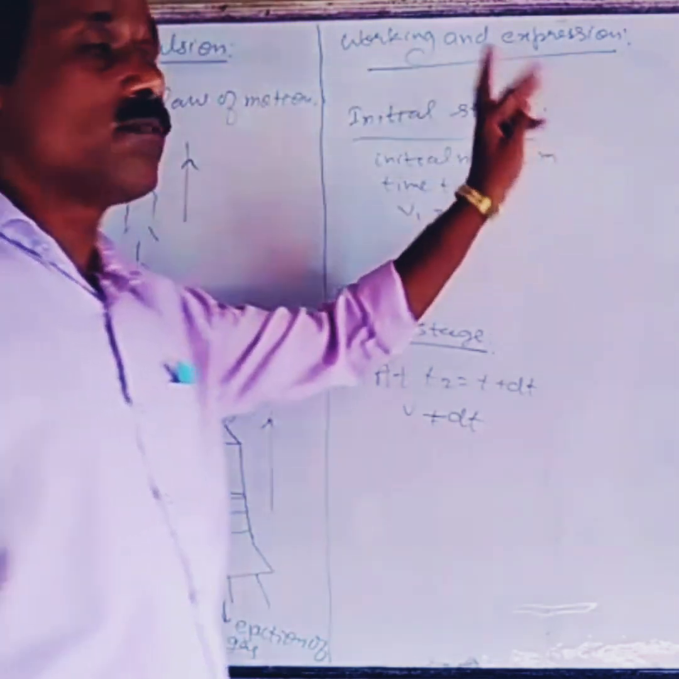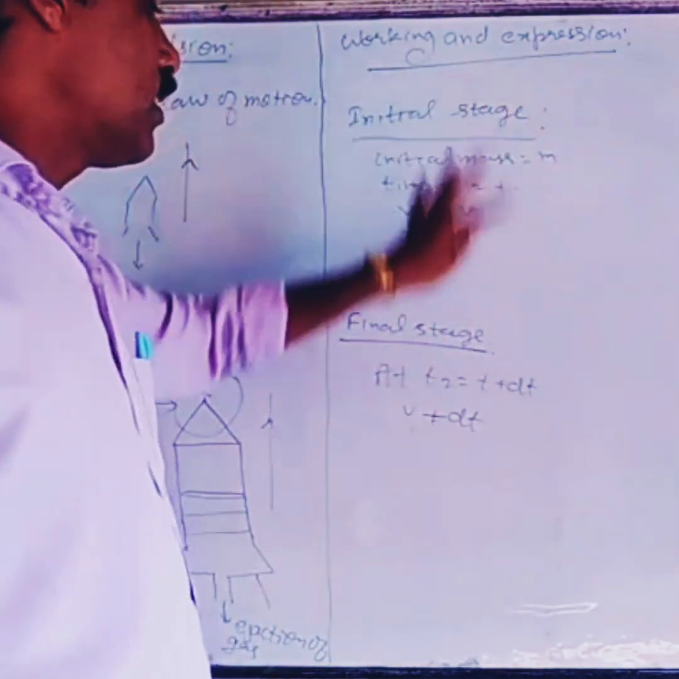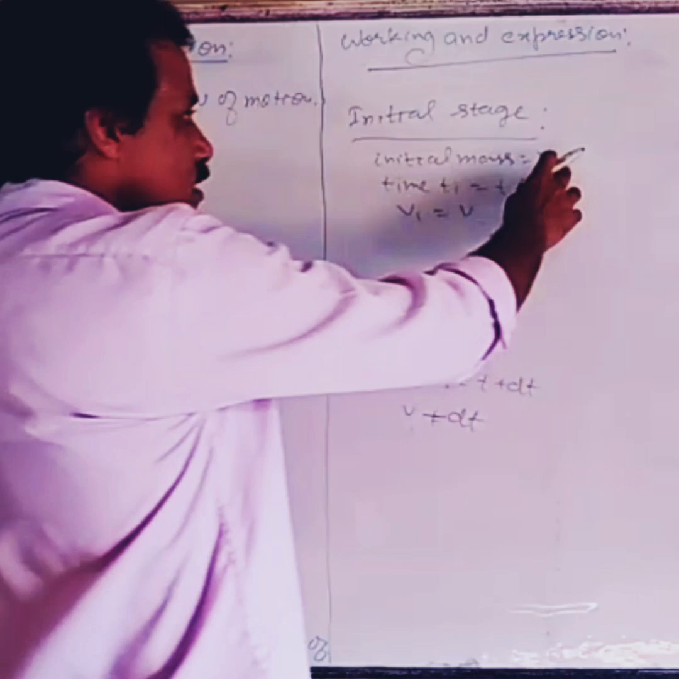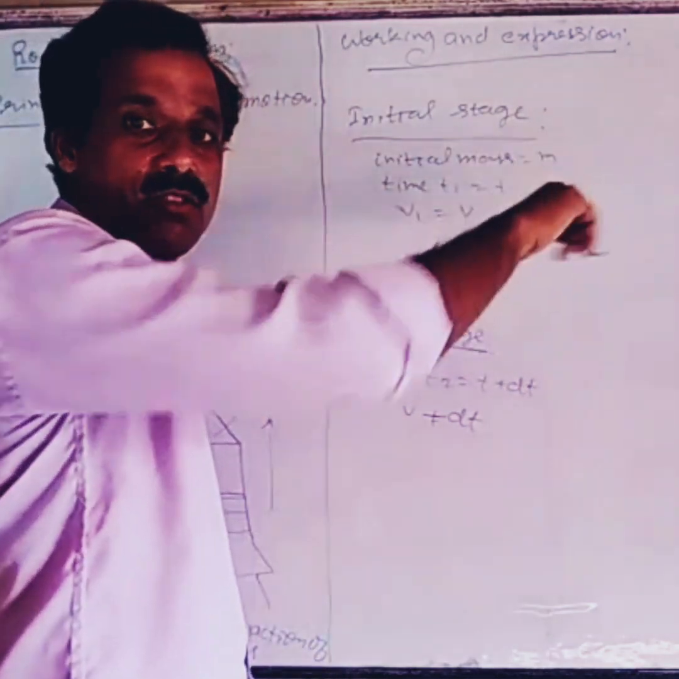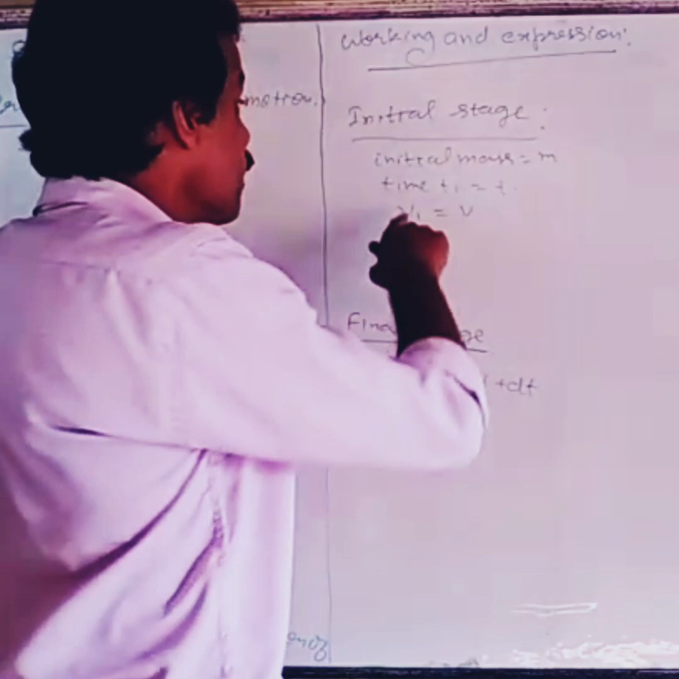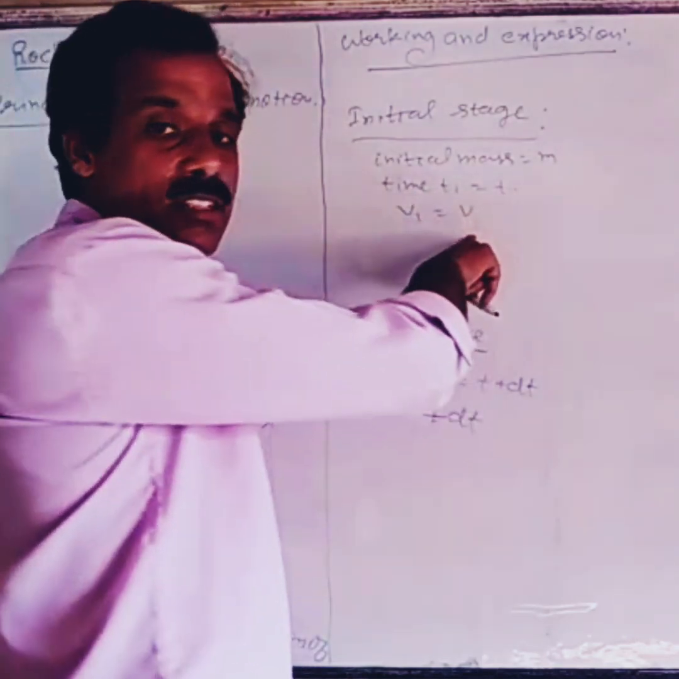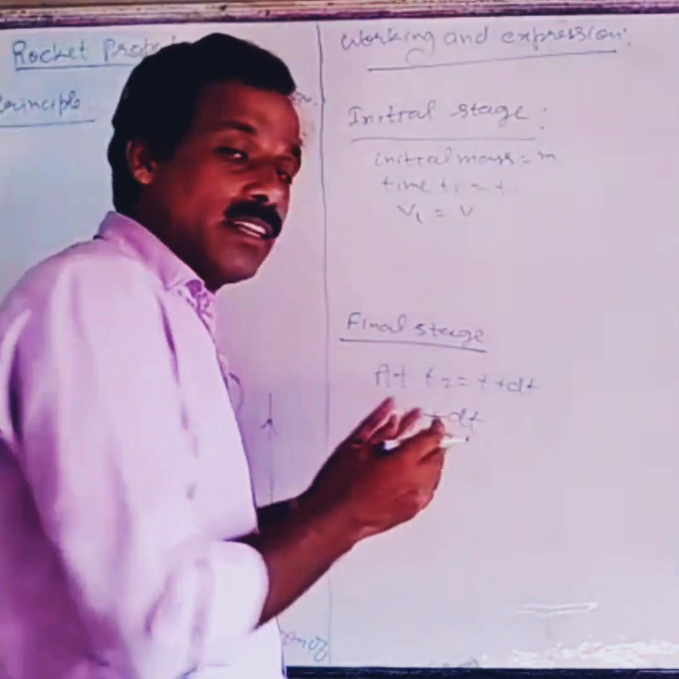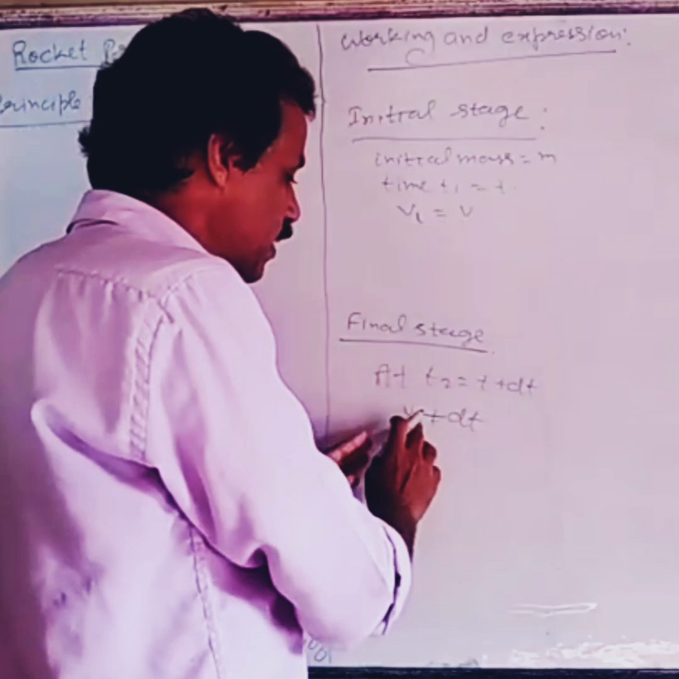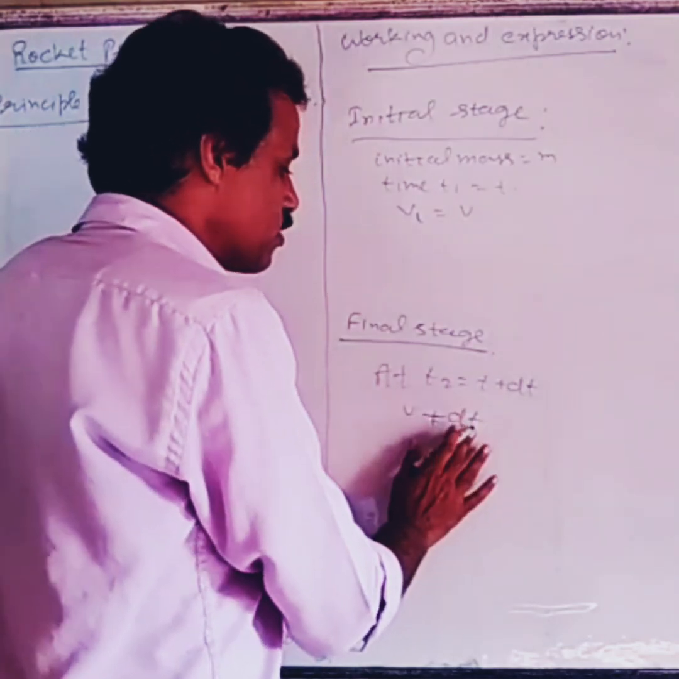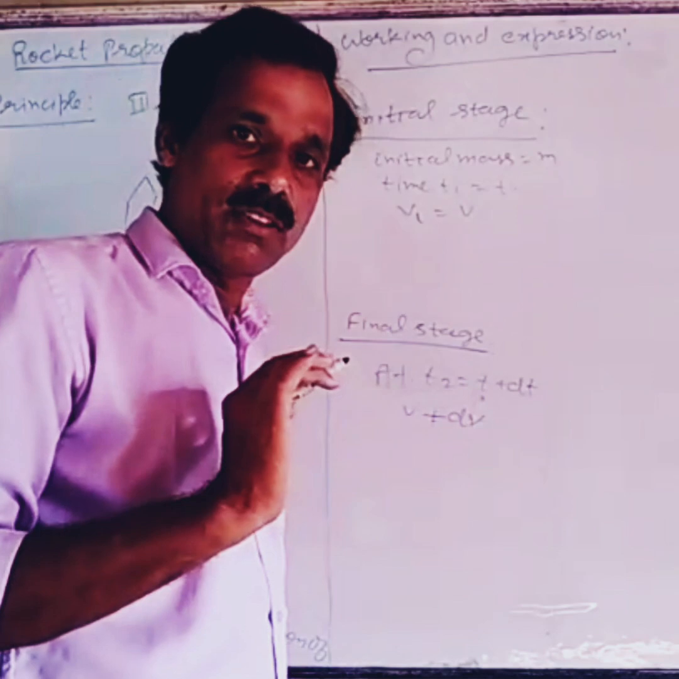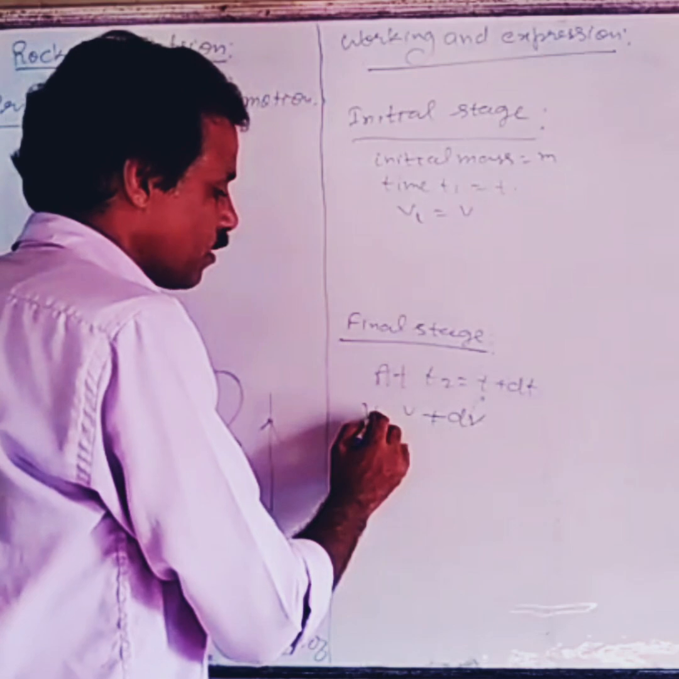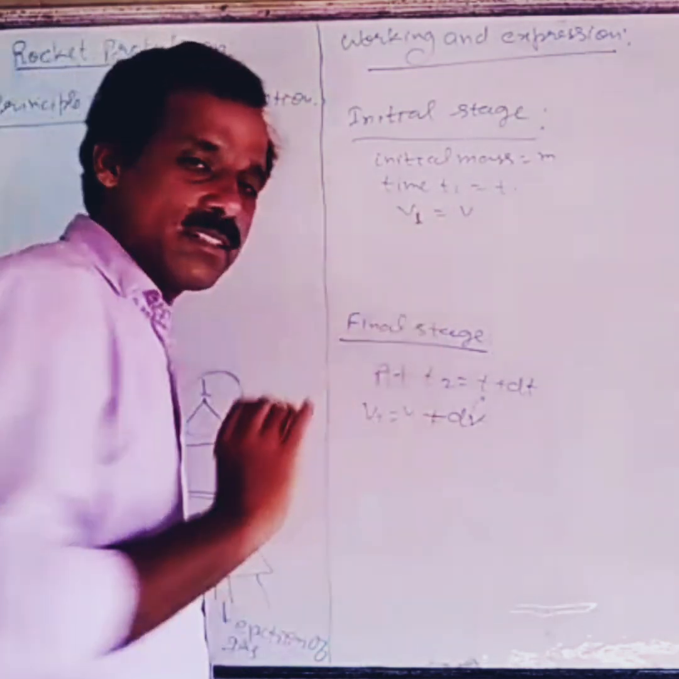Now we will understand the working and expressions. There are two stages: the initial stage and the final stage. At the initial stage, we can consider its initial mass is m, which includes the gases that are to be exerted. At time t, its initial velocity is v. And after a time dt, its final velocity becomes v plus dv. After a time dt, its velocity changes from v to v plus dv.